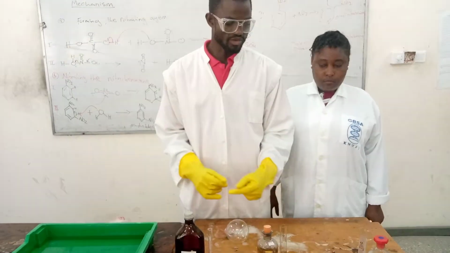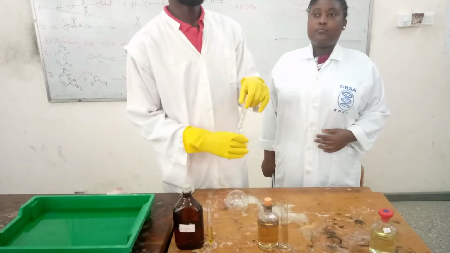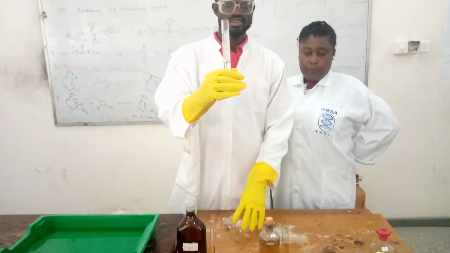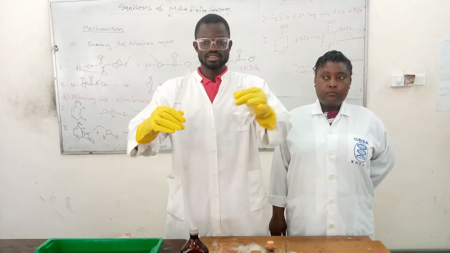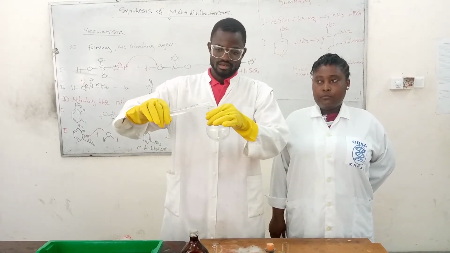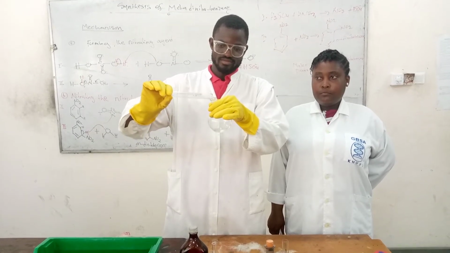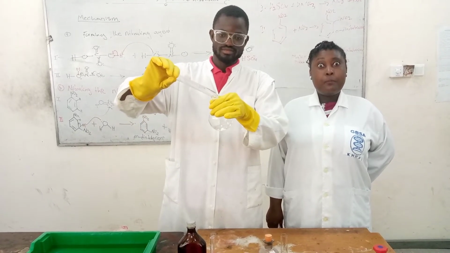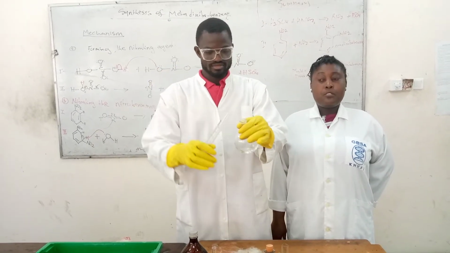First of all, we measure 11 ml of nitric acid into a round bottom flask, as you can see. Now you can see the fumes coming out. It's concentrated nitric acid, so that's the fumes coming out.